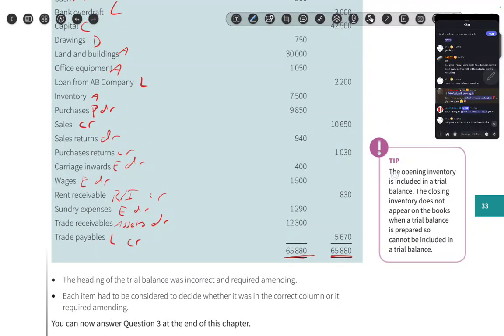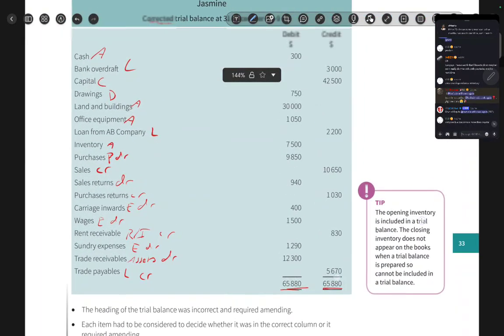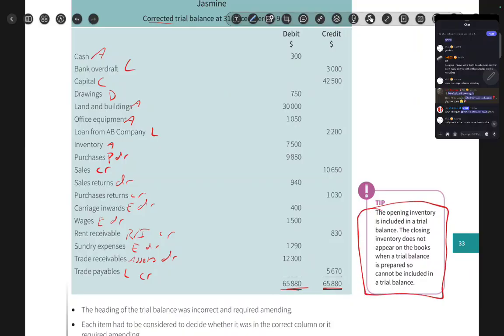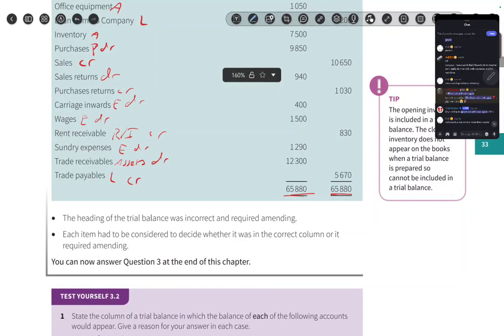And remember one thing, the opening inventory is included in the trial balance. The closing inventory does not appear on the books when a trial balance is prepared, so it cannot be included in a trial balance. Now, honestly, I did not know this. In my first year of accounting, I used to make this mistake quite a lot, but alhamdulillah, I got to know about it, and I probably won't make this mistake again. At least I'll try not to. But it's a very stupid mistake to make, losing a mark like that. The examiners must love annoying us.